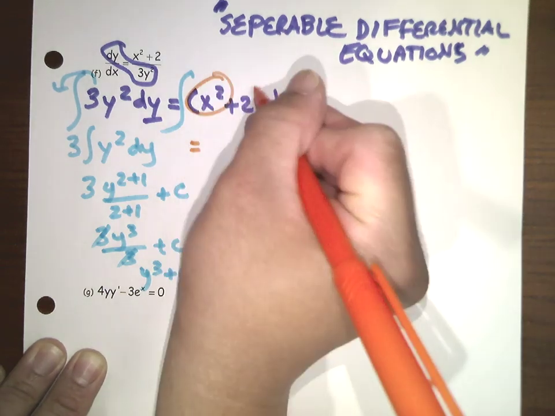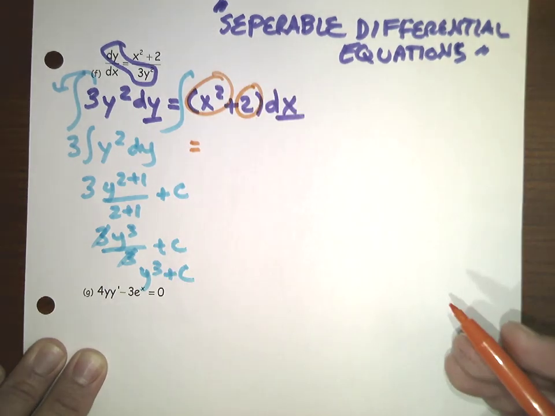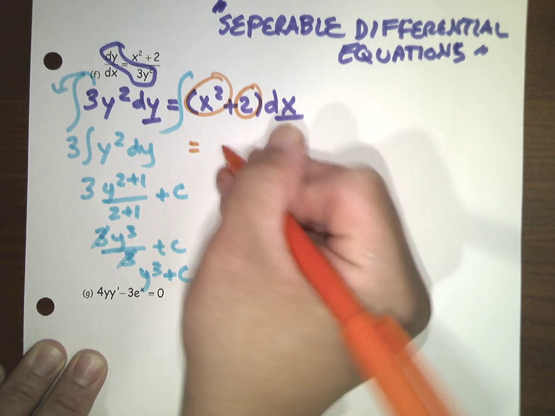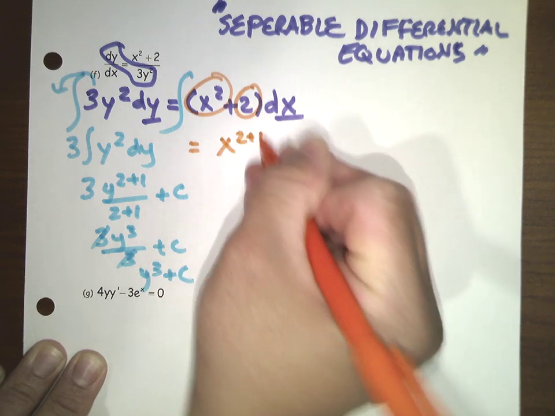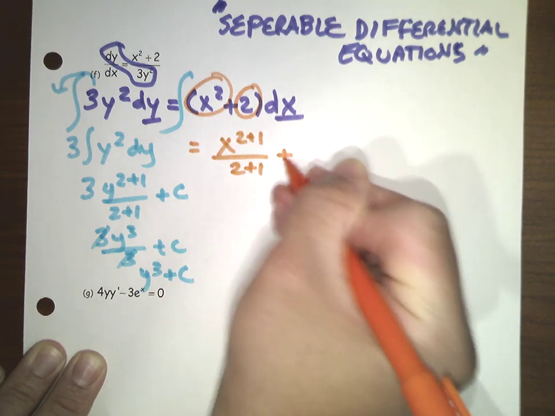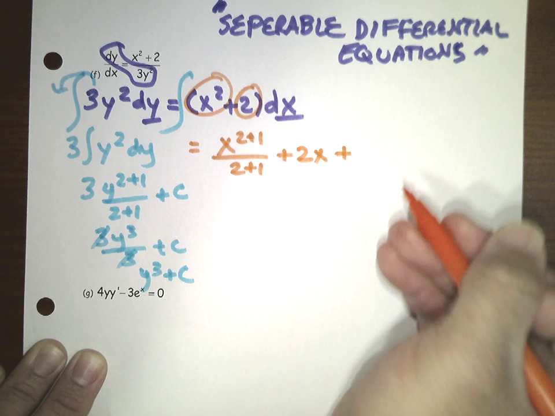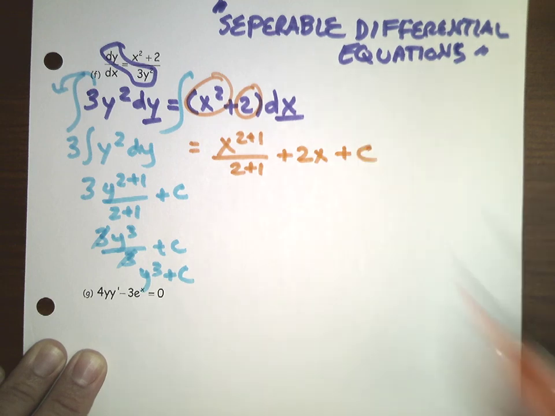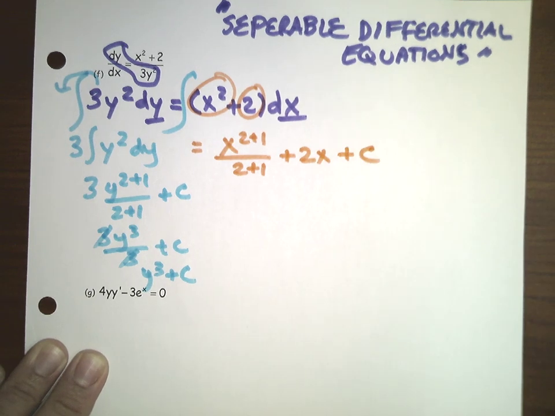And then on this side, I can use the linearity property so that I can just find the antiderivatives of these two separately and add them together. So that's x to the 2 plus 1 over 2 plus 1 plus 2x plus, and I'll just make this a different c. And for my purposes, it's a c in a different color, so they're different, all right?